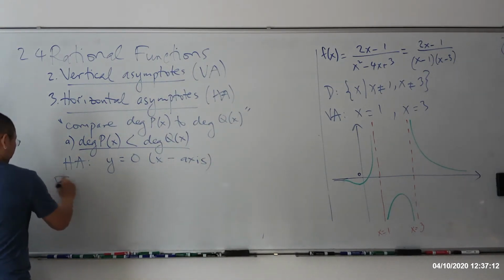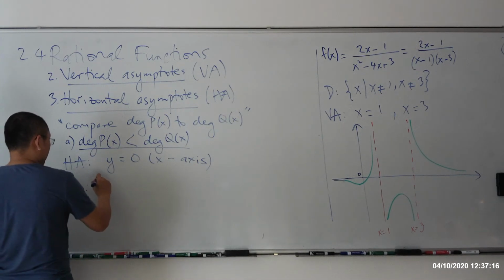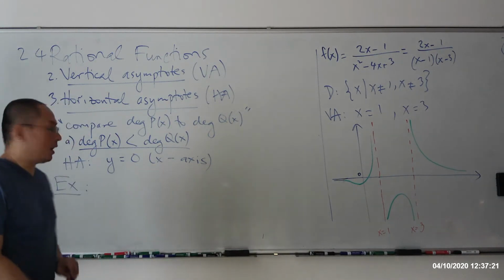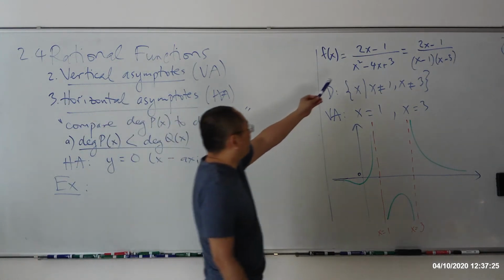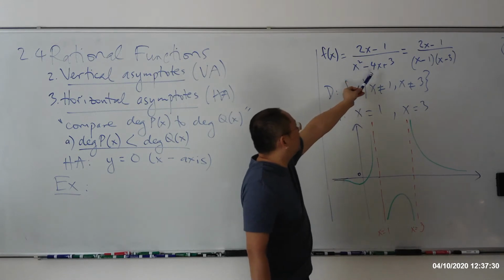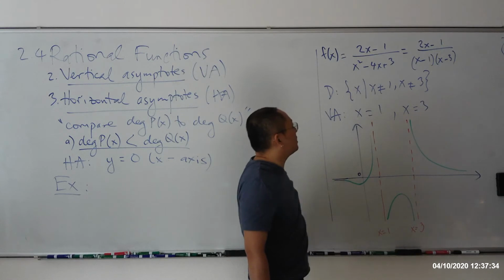Example. We may use the same example as before. How about right here? So I don't have to write it. Take a look at the example on the right-hand side. The numerator is a polynomial of degree 1. The denominator is a polynomial of degree 2. So obviously, the degree of the top is 1, less than the degree of the bottom, which is 2.